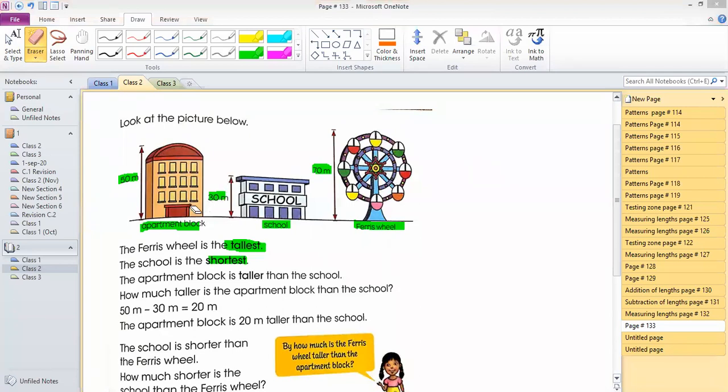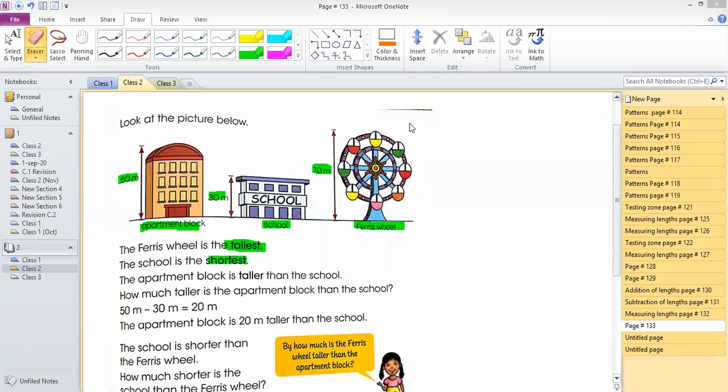Guys, if you compare the apartment block with the school, now you have to tell me, is the apartment block taller than the school or shorter than the school? Taller. Very good, very good. The apartment block is taller than the school because it is 50 meters and the school is 30 meters. That's very good. Now I'm going to ask you a question and you have to reply.